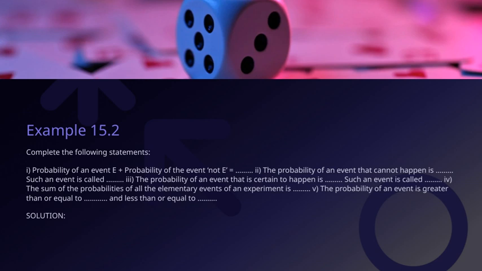Now, the fourth point. The sum of the probabilities of all the elementary events of an experiment is always equal to 1. This is a key principle because it confirms that the total probability distribution accounts for all possible outcomes in the experiment. Finally, the fifth point. The probability of an event is greater than or equal to 0 and less than or equal to 1. This sets the natural boundaries for probability values, ensuring they always stay within the range from impossible to certain events.